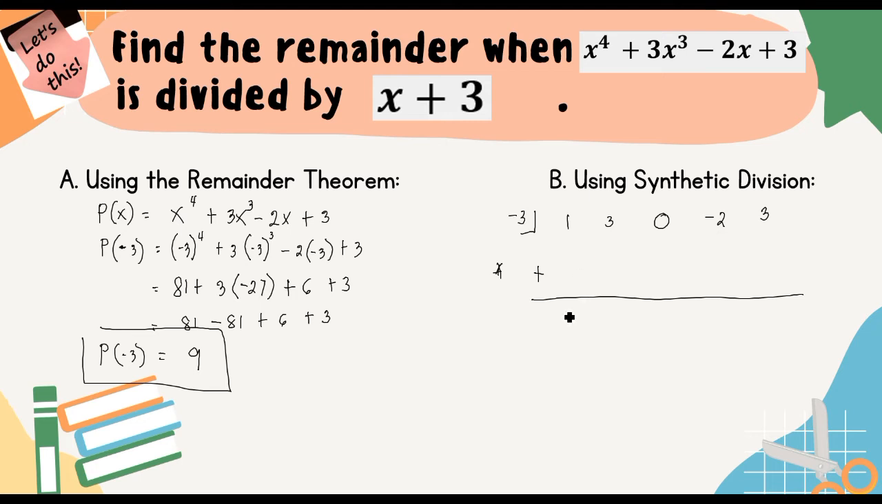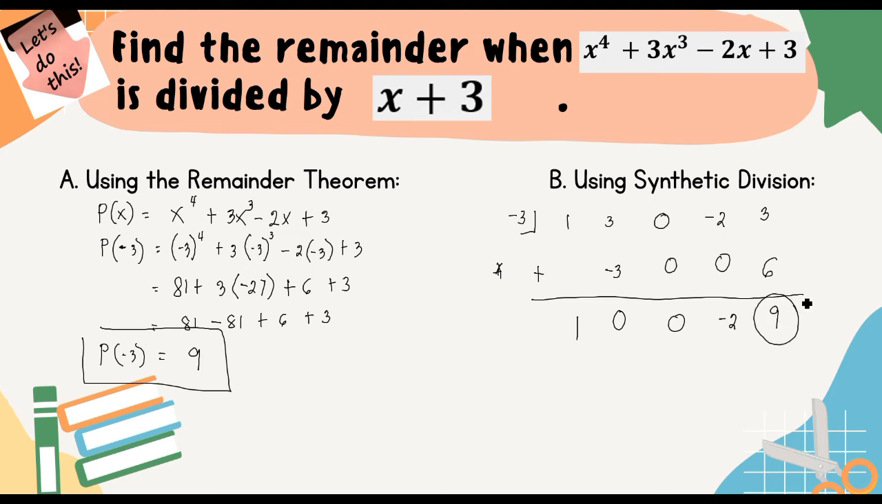So, ang proseso po dito ay multiplication and addition. So, the first number, i-bring down lang po natin, magiging 1. 1 times negative 3 is negative 3. 3 plus negative 3 is 0. 0 times negative 3 is 0. 0 plus 0 is 0. 0 times negative 3 is 0. Negative 2 plus 0 is negative 2. Negative 2 times negative 3 is positive 6. And 3 plus 6 is 9.